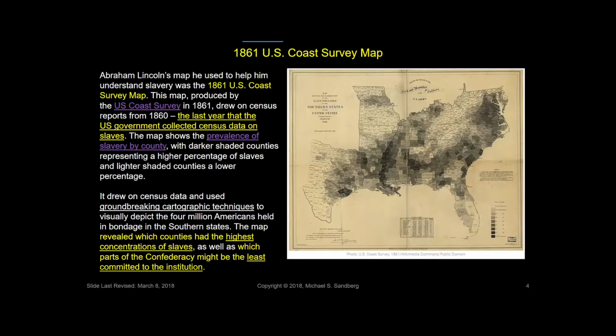And as I mentioned already, by the shading, we see the highest concentration of slaves, as well as the parts of the Confederacy that might be least committed to slavery. In other words, they had a much lower number of slaves in those counties and might not be as interested in leaving the Union on the issue of slavery.